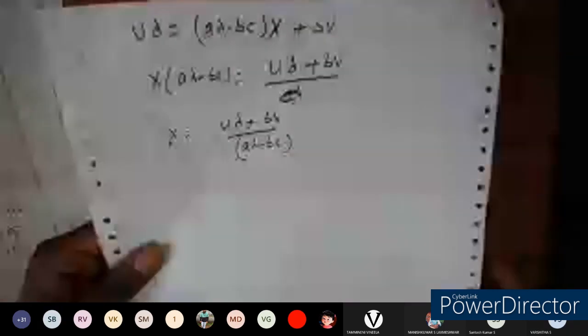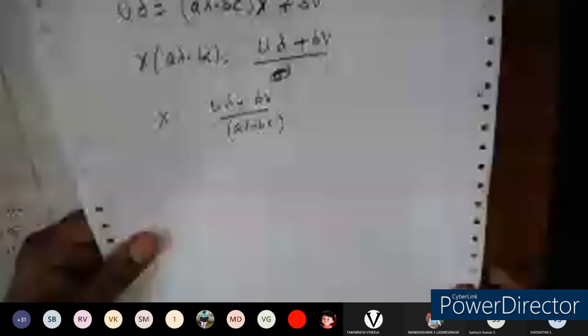In a similar way, find the expression for y. In that one, let us substitute. Similarly, let us find out the expression for y. We can find it here. So do that as homework.